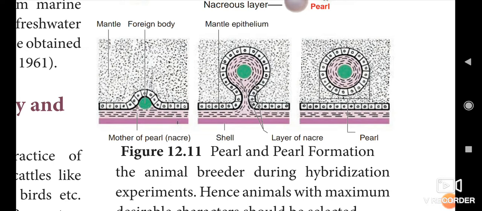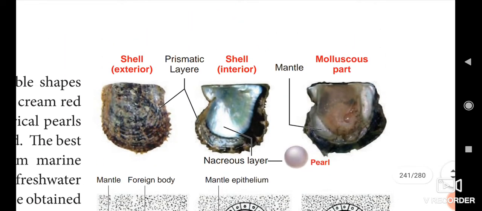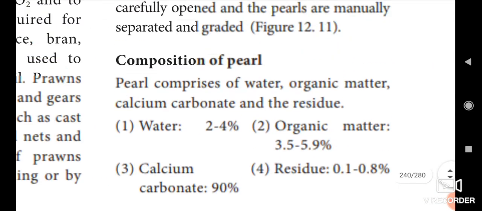Then now the pearl will be matured. Pearl matured means the oyster will die. The oyster will die at one particular stage. Then the pearl will be removed from that oyster. So see, this is the shell exterior and this is the shell interior. Then this is the mollusca spot, inside which an epithelium layer is formed, that is called the mollusca spot. Here only the pearl will be there.